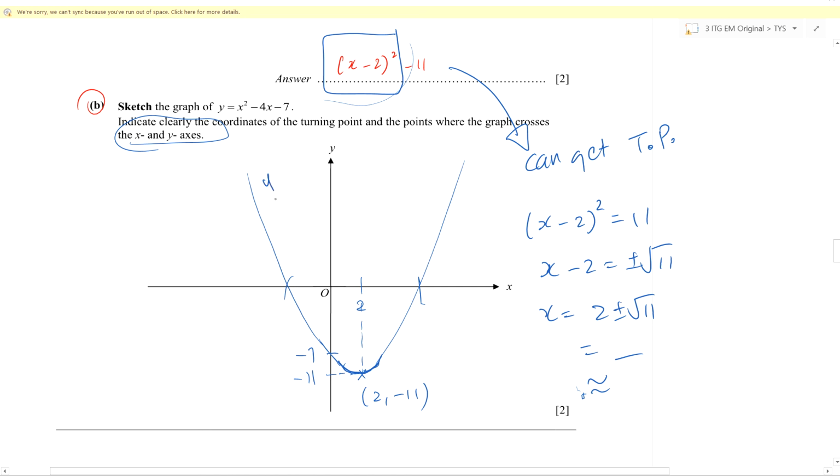Then label y equals to x squared minus 4x minus 7. Now do you understand why I get so angry when I mark this? This is something that you know how to do, right? But you forgot.